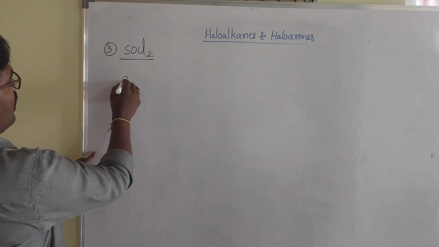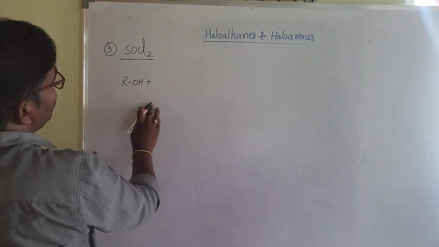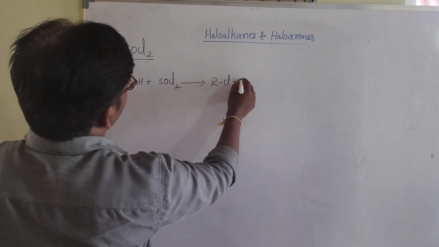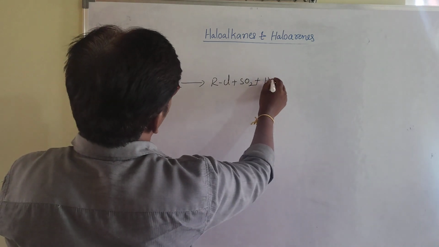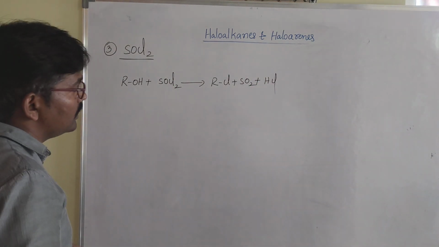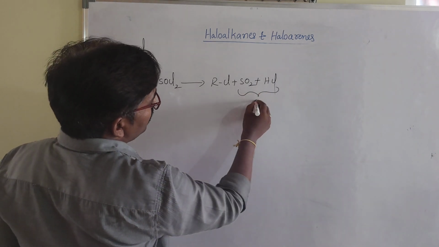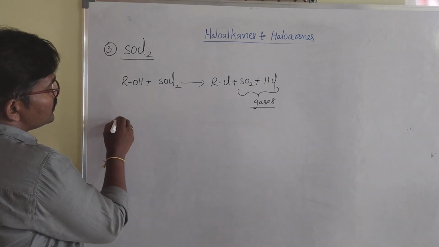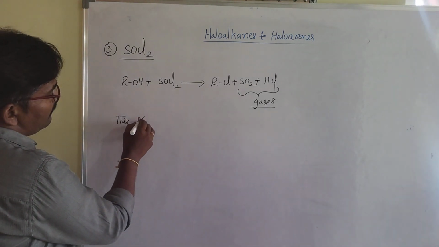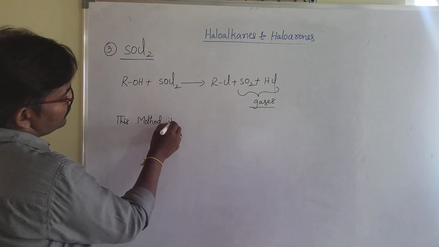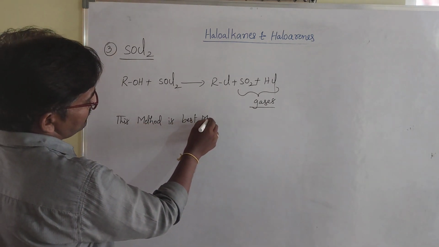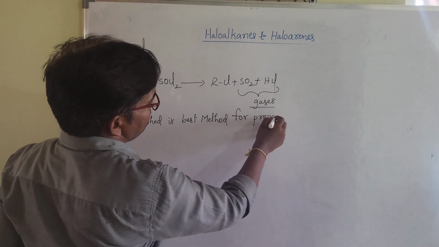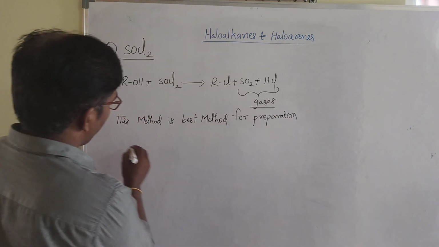So if you see the reaction, R-OH, when it reacts with SOCl2, then what will be formed? R-Cl plus SO2 plus HCl will be formed. These are the byproducts. See, if you observe the byproducts, both are gaseous byproducts. So this method is the best method for preparation of haloalkanes.